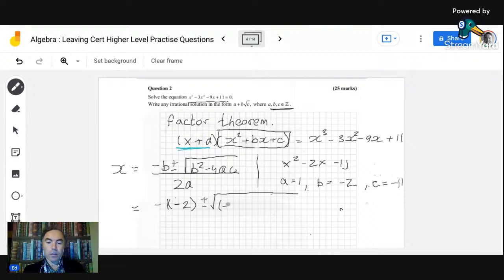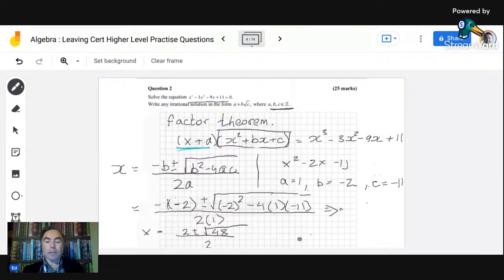And then bracket out again, look. We have minus 2 squared minus 4 by a, which is 1, by c, negative 11. Okay, so your chapter and thirds will come in very useful here. So let's look at the numbers. We're going to get x is equal to plus 2 plus or minus the square root of 4 plus 44, which is 48, over 2. So the 48 is 3 by 16, which is also equal to 4 root 3.